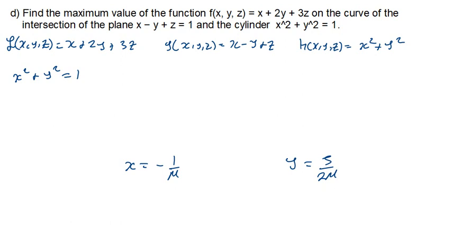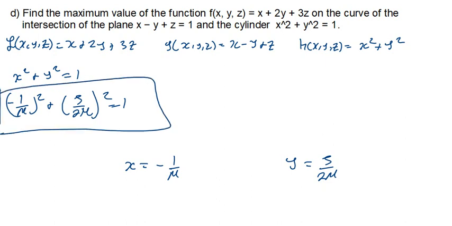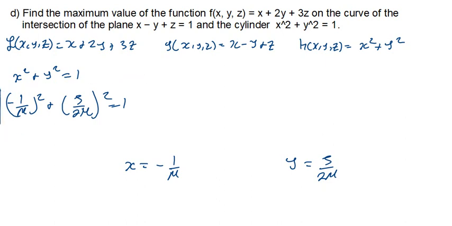So you're going to say minus 1 over mu squared plus 5 over 2 mu squared is equal to 1. When we do some algebra here, what you're going to end up with is that your mu is going to be equal to positive or negative root 29 divided by 2. You can try to work it out step by step, but that is what you're going to get. If you don't get the same, you can communicate to us in the comment section.